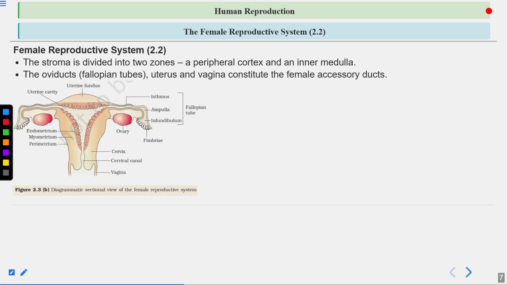Now you can see again, now you can understand this. This is the fallopian tube. There are 2 fallopian tubes, one from each ovary. Then this is the uterus. This is the uterine cavity. Then you can see the vagina here. So the uterus is connected to the vagina through the cervix and the cervical canal.